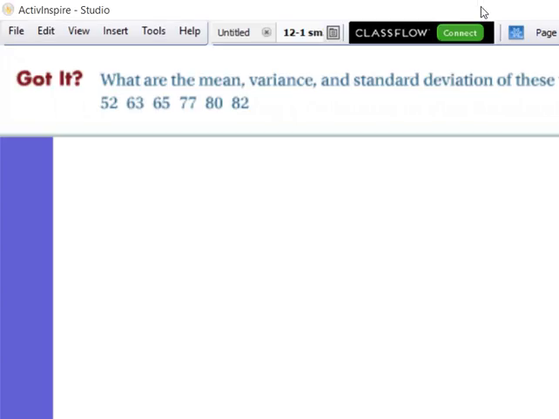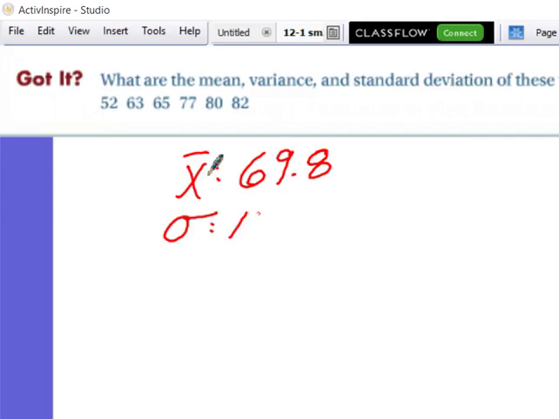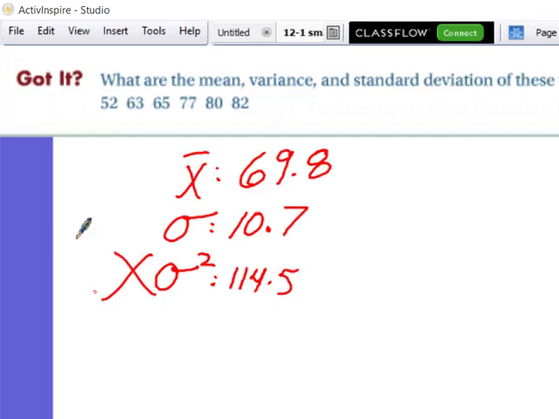So this is how you answer this one: x bar, our mean, is 69.8. And then our standard deviation was 10.7. And then our variance would be that squared. So now you'll have to do that one by hand. Type in 10.7 squared for me. Perfect.